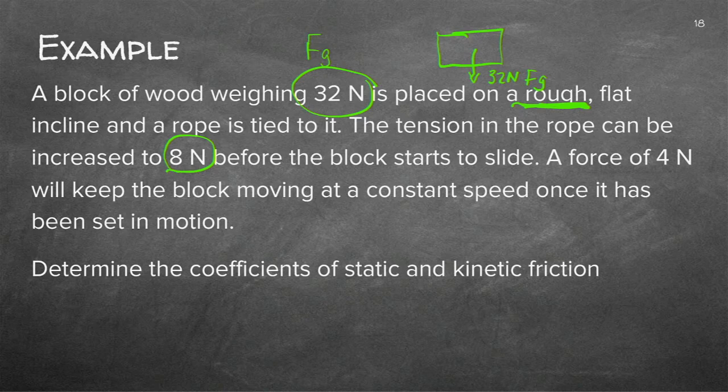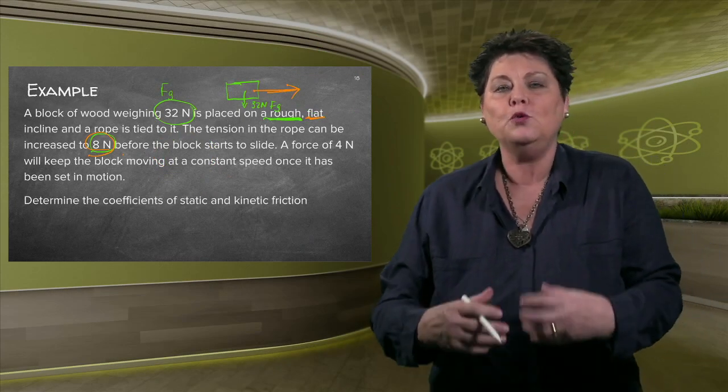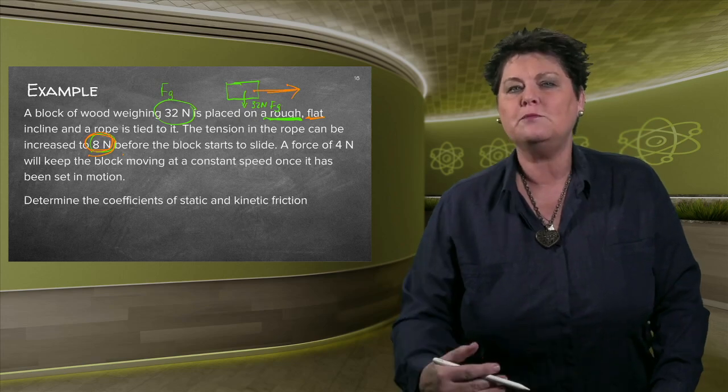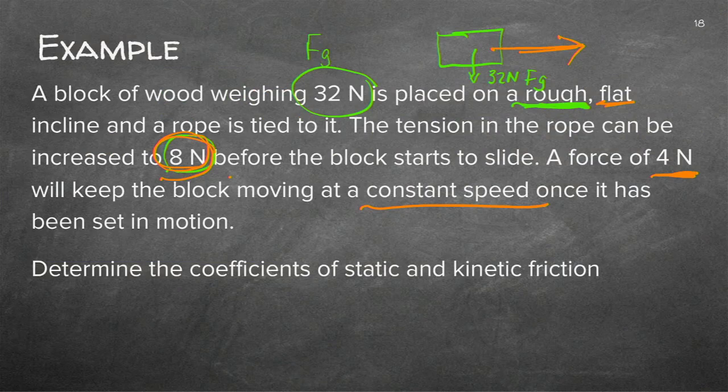On it is a rope. So I've got this rope pulling on it, and it's flat. This rope will break if it's more than 8 newton, that's before the block starts. A force of 4 newton will keep the block moving. So to get this block to move, it's like the car, I need to exert 8 newton. As soon as it's moving, I can just apply 4 newton and then it'll move at a constant speed.